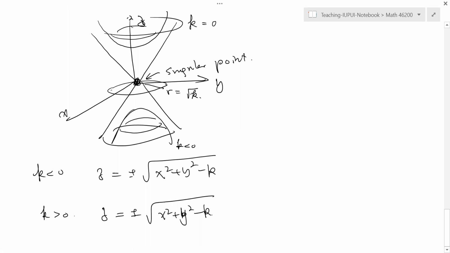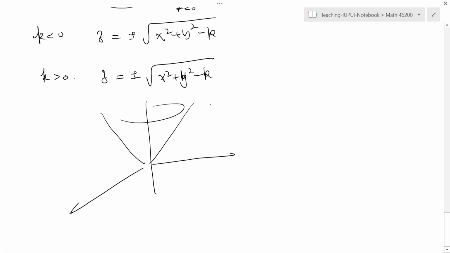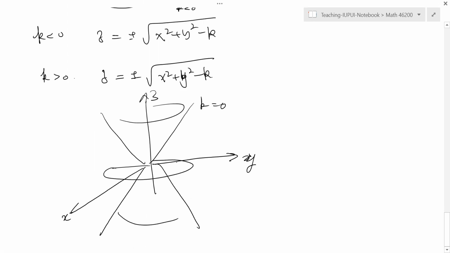So I'm going to draw the picture again. And this is a special cone when K equals 0. When K is positive, okay, there's a circle here with radius r equals square root K. And inside of this circle, Z is not defined. Outside this circle, I think Z is defined. So there is a plus minus part. So the graph looks like that.